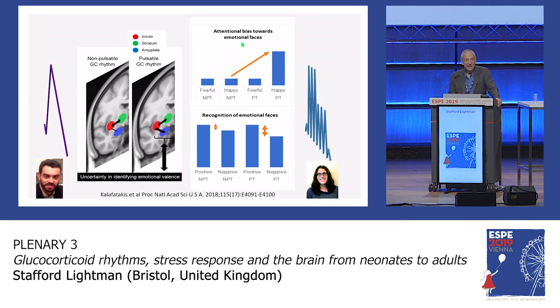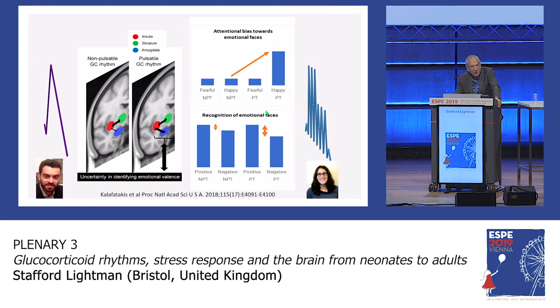And first we looked at attentional bias, so whether you tend to look more at something, one thing or something else. And we are looking here at faces, so we're looking at people who've got happy faces or they've got sad faces, or at least happy faces or fearful faces. And with the smooth infusion here, people look at fearful faces and happy faces. They don't have an emotional bias to one or the other. But when we give the pulsatile cortisol, there's a bias. They much more tend to look at the happy faces.